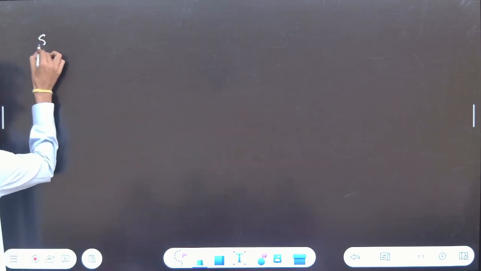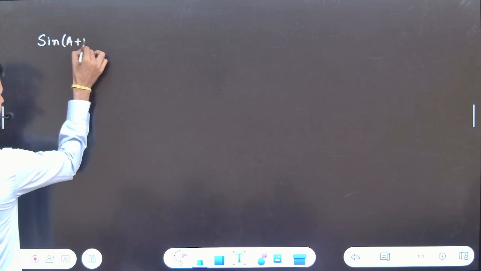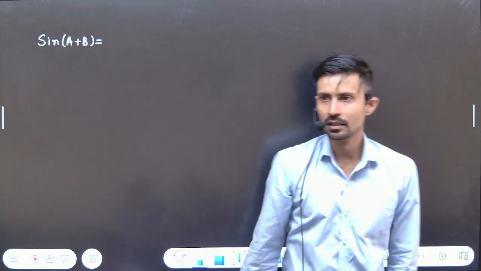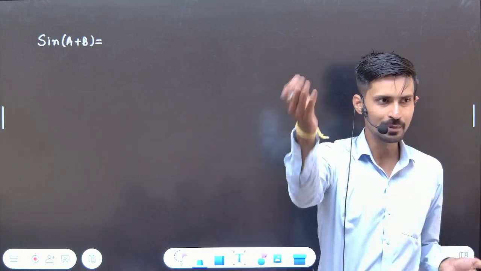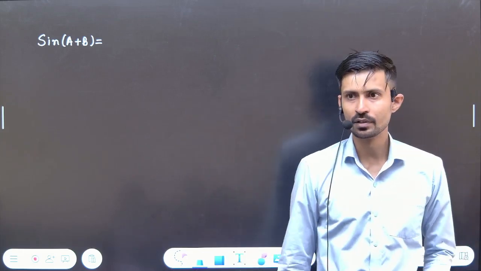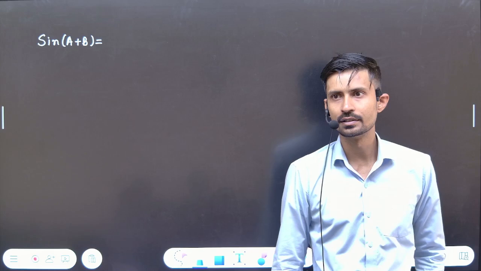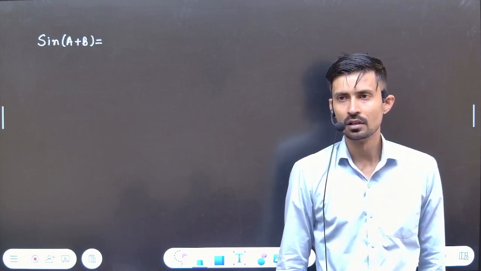Sin A plus B. Again, who will say the formula of sin A plus B? How many of you know the formula of sin A plus B? Raise your hand. Puneet, tell me the formula of sin A plus B. Sin A minus B. Cos A plus B.